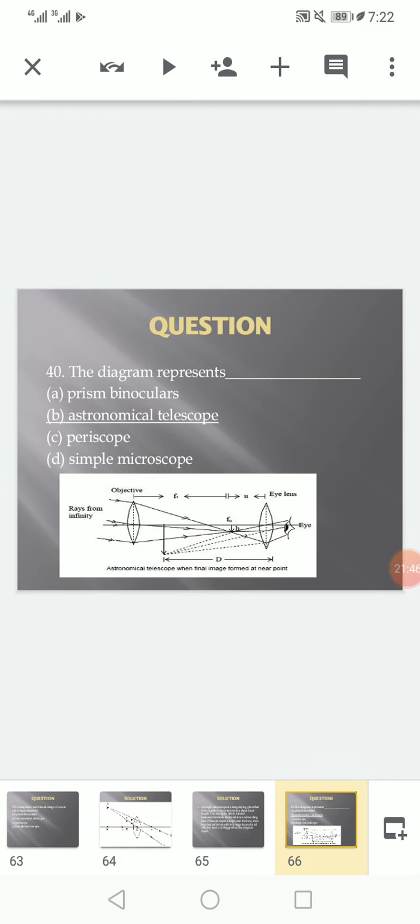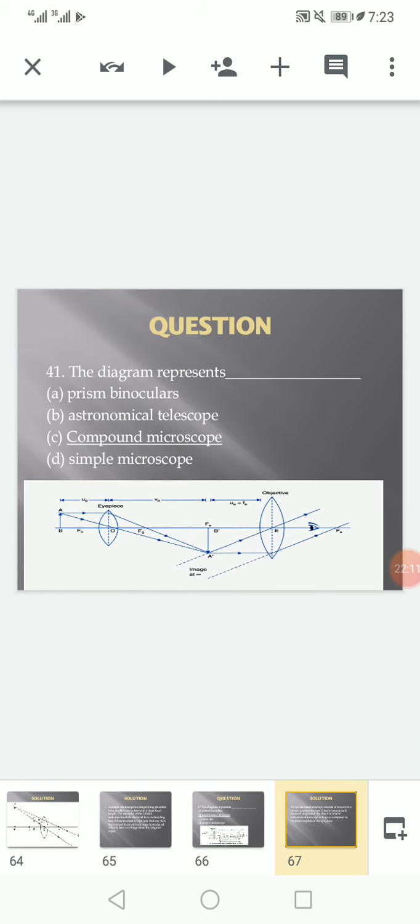This question says the diagram below, what does it represent? It is an astronomical telescope. So what this question wants you to know is to be able to identify what an astronomical telescope looks like. You can meet it in any exam where they will ask you what this diagram looks like. So please study it and know what an astronomical telescope looks like. This one says the diagram represents what? This diagram is not a prism binocular, it is not an astronomical telescope, but it is a compound microscope.